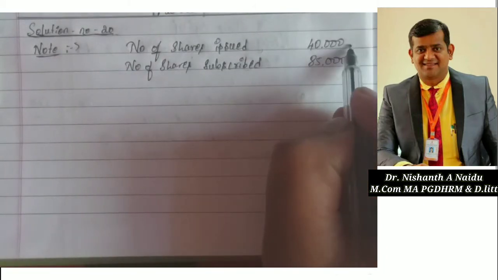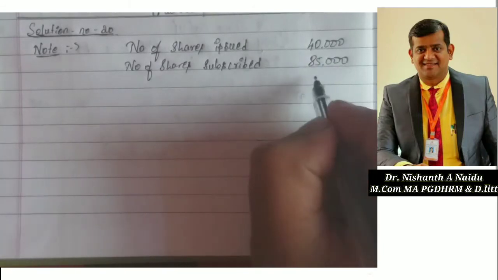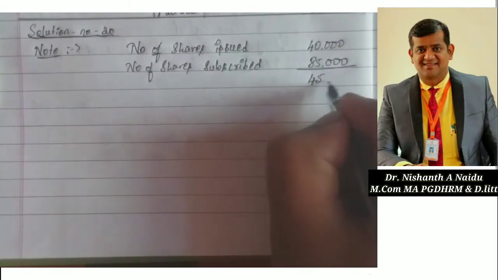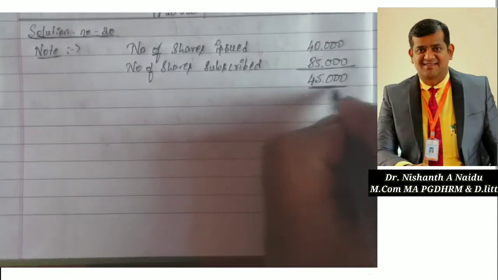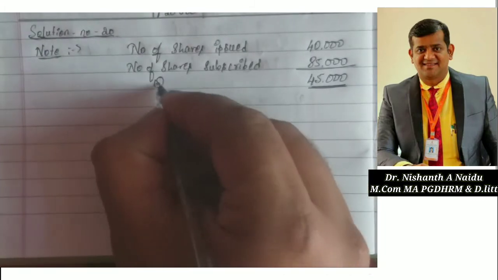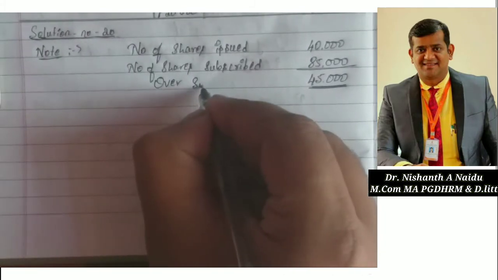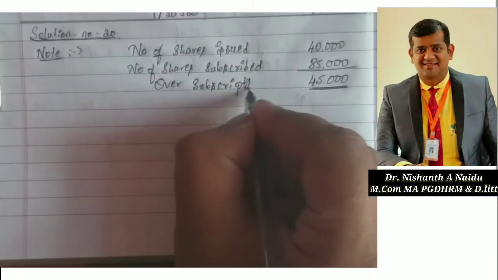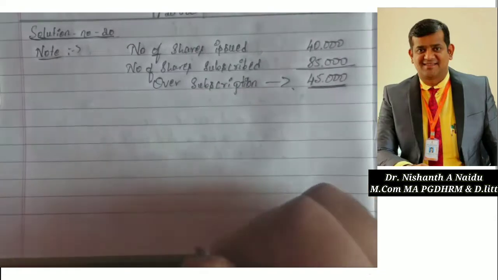See, the company called for 40,000 but the public applied for 85,000. So the public applied for 45,000 shares more than the company offered to the public. Clear? This is what we call an over subscription. This is the first primary working note which you have to do always.